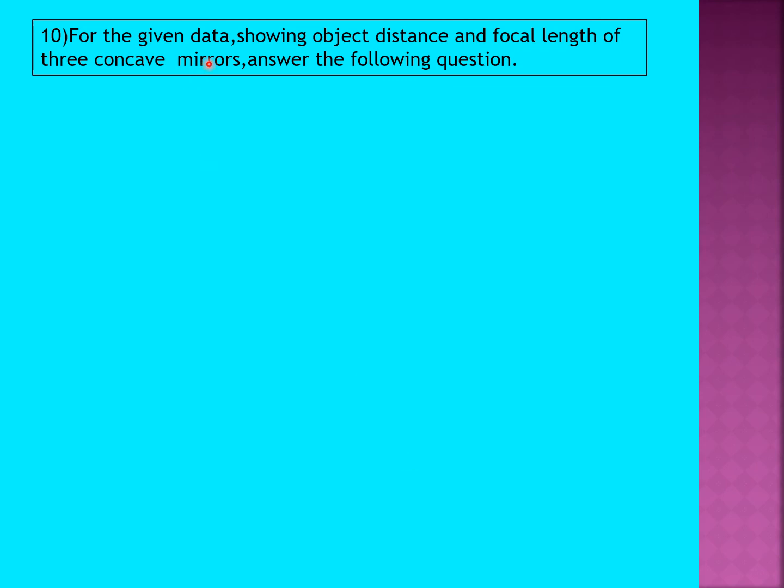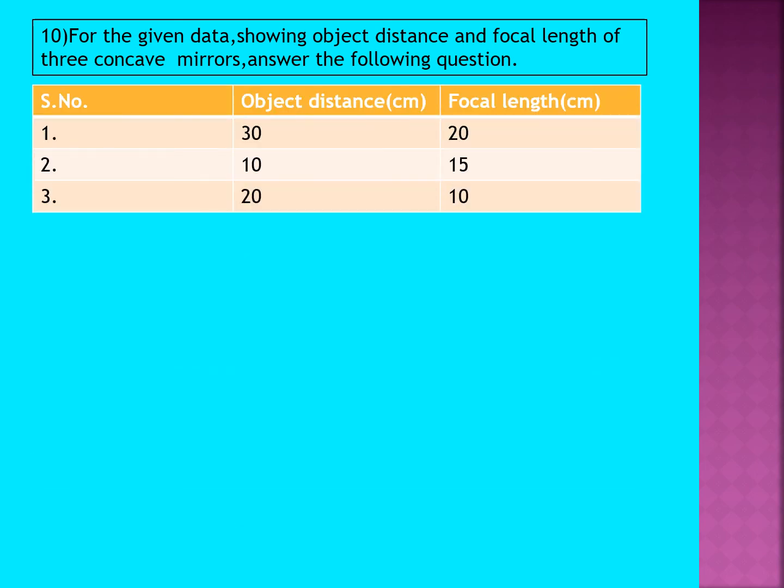For the given data, showing object distance and focal length of three concave mirrors, answer the following. So there are three concave mirrors, and for them we have different object distances and different focal lengths. These serial numbers mean this is the first mirror, this is the second mirror, this is the third mirror. For the first mirror, the object was at 30 centimeters and the focal length was 20. Second, it was 10 centimeters, focal length 15. Third, 20 centimeters the object distance, focal length 10.